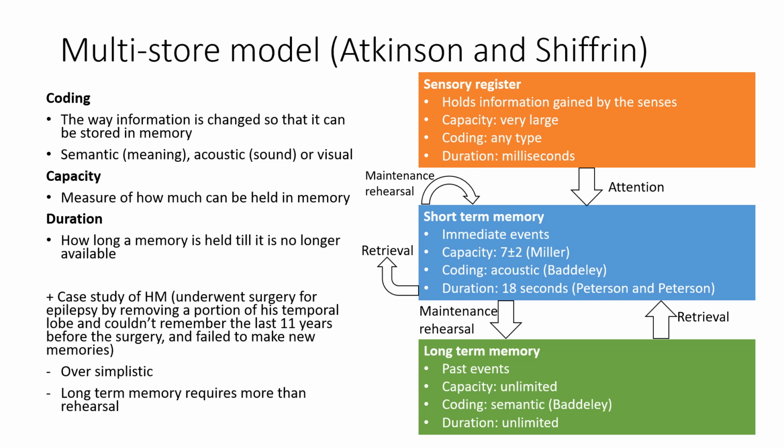In terms of the evaluation of Atkinson and Shiffrin's work, there is the case study of HM, who underwent surgery for epilepsy by removing a portion of his temporal lobe. After the surgery, they discovered that he couldn't remember the past 11 years before the surgery, and failed to make new memories also. However, it is oversimplistic, and long-term memory requires much more than rehearsal. Otherwise, it would be so easy we would literally remember everything that we learned if it required just basic rehearsal.